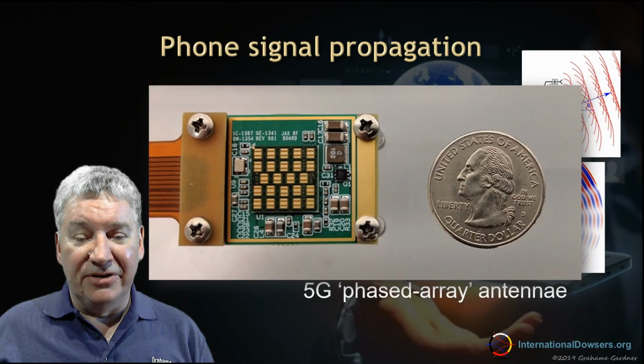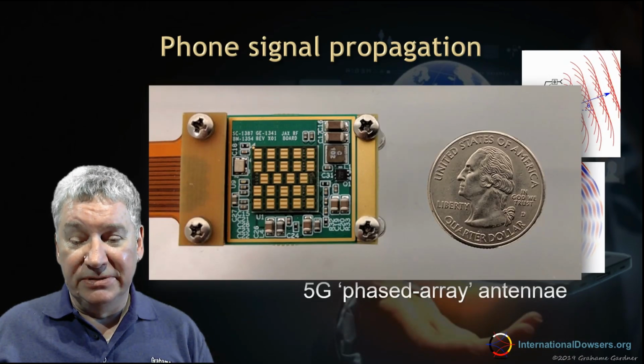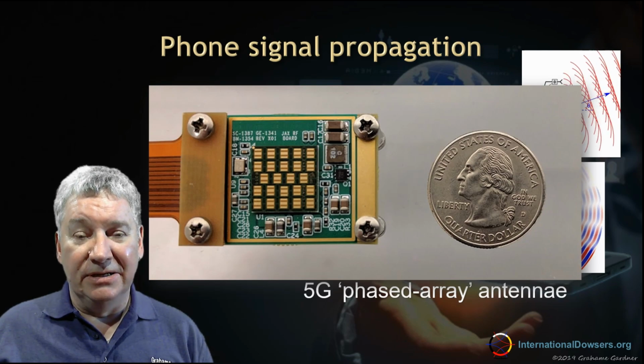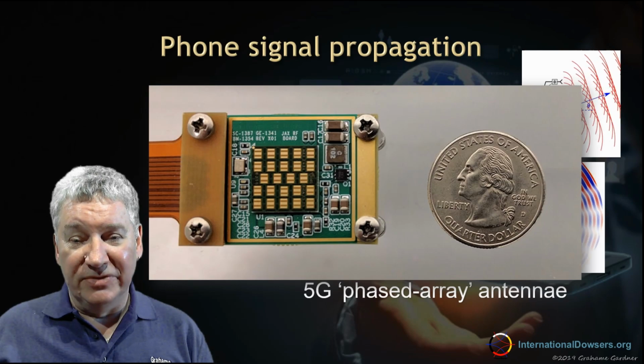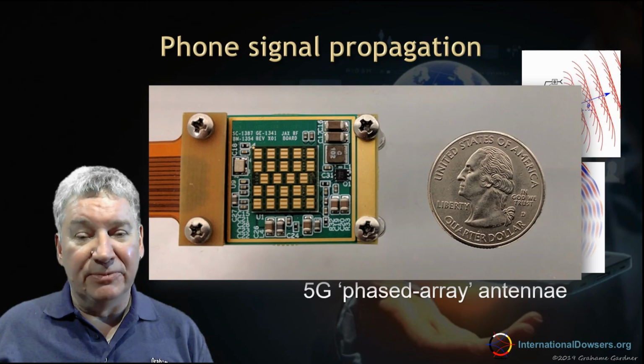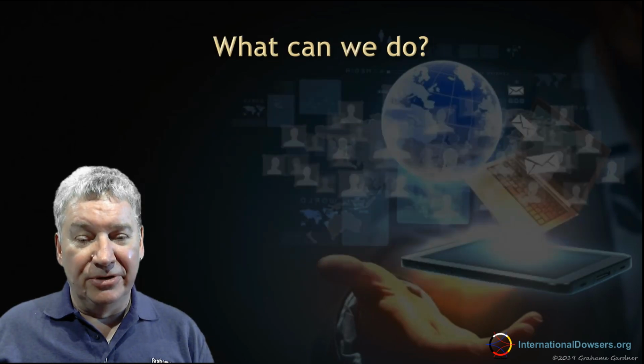Here's a phased array antenna mounted on a circuit board next to a quarter, so you can see how small they are. So your phone handset could have 64 of these little tiny transmitters in the space of a couple of square inches. So that's a lot of aerials.